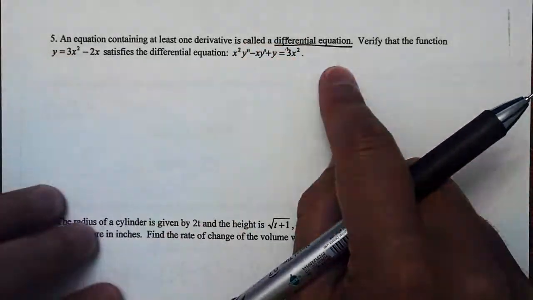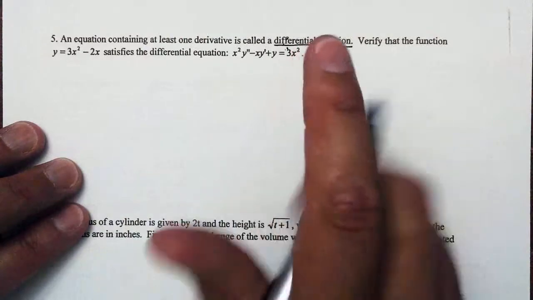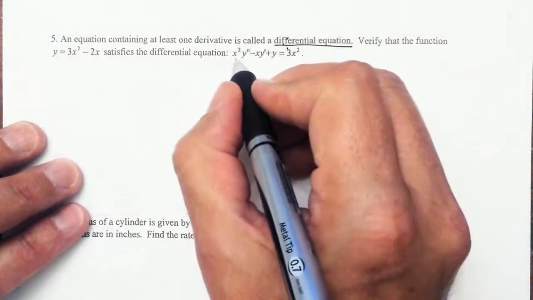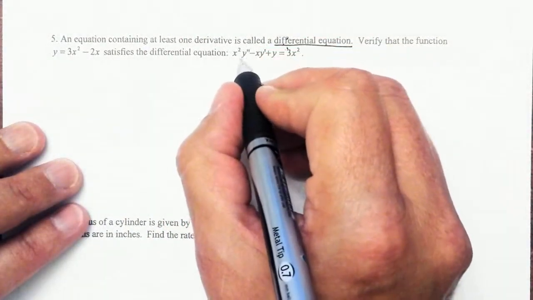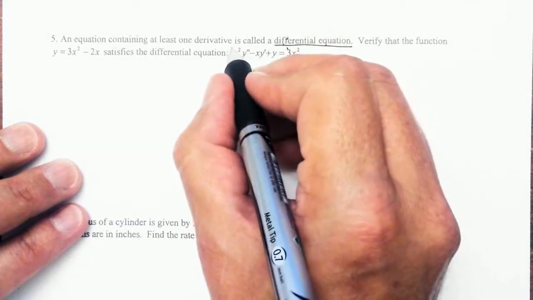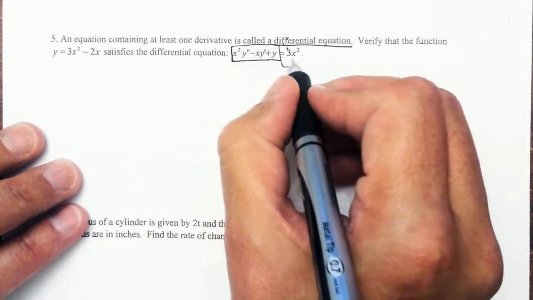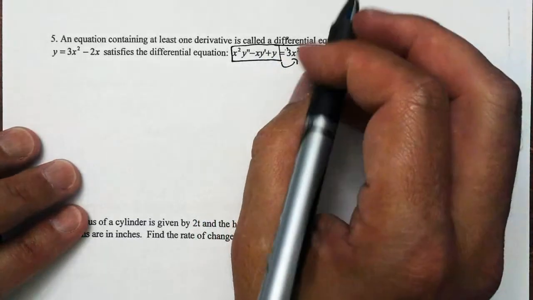on these basically. Verify that the function y equals 3x squared minus 2x satisfies this differential equation. So if you notice, we have two derivatives in this equation, y double prime, which is the second derivative, y prime. So what we're trying to prove is that the entire left side equals the right side. Okay?